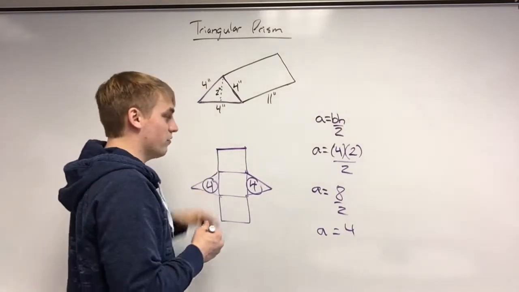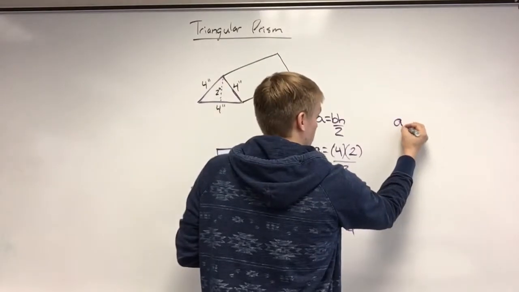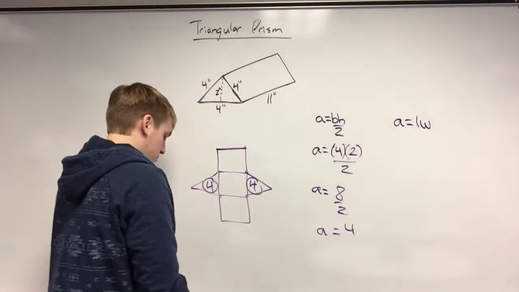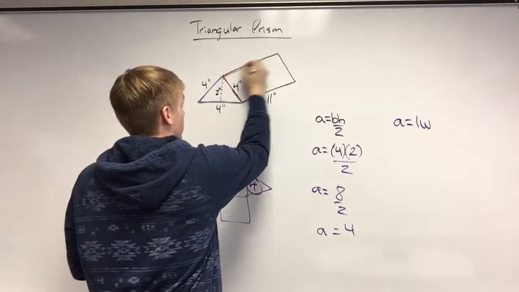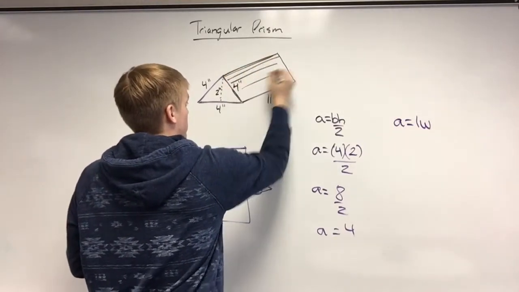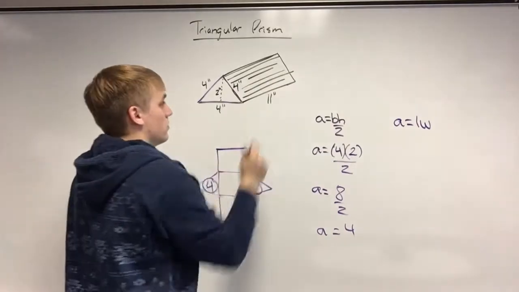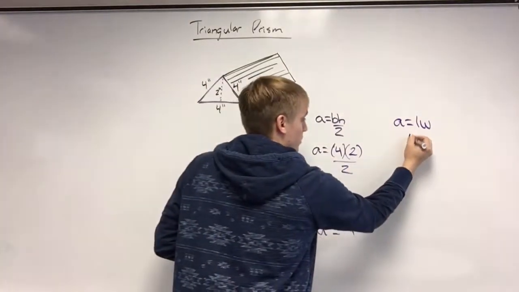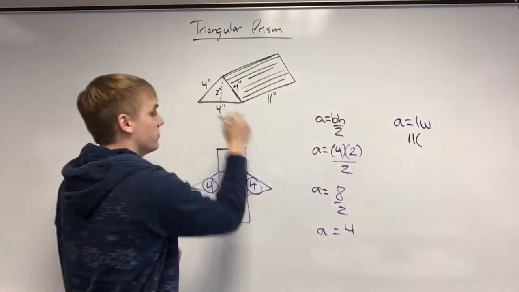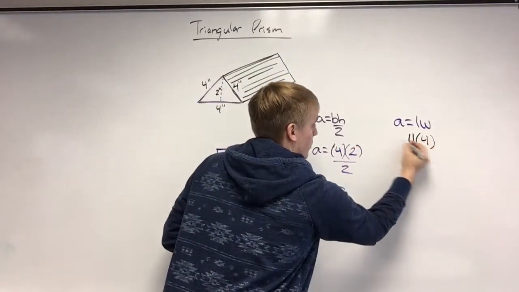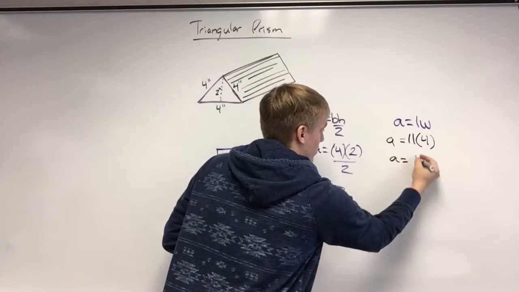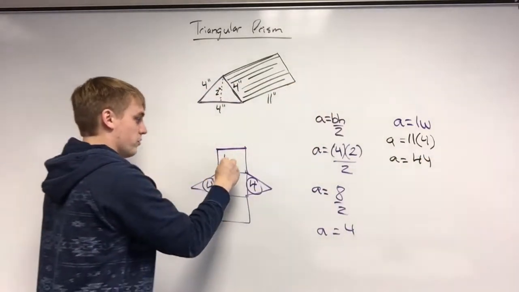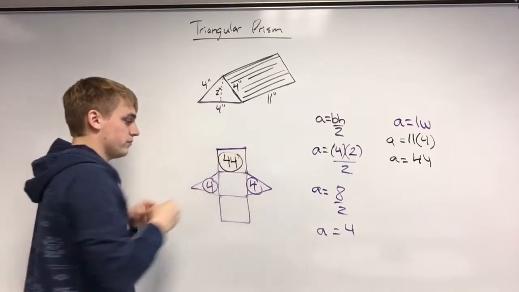So to find the area of a rectangle, I'm going to use the formula area equals length times width. And if we find the area of this rectangle, 11 is the length, the width is 4, so our area is 44 inches squared. So one of the rectangles is 44.